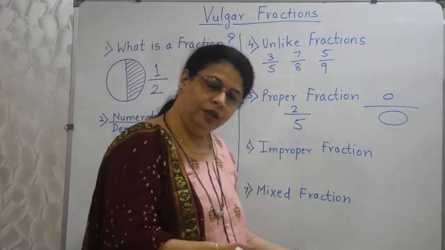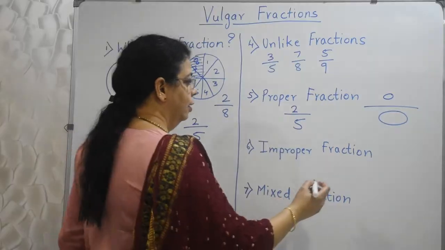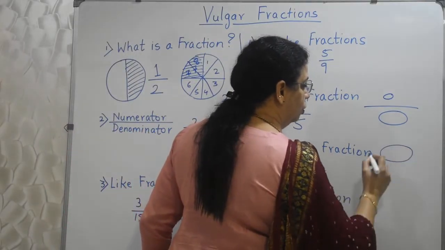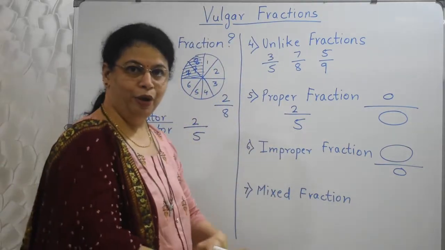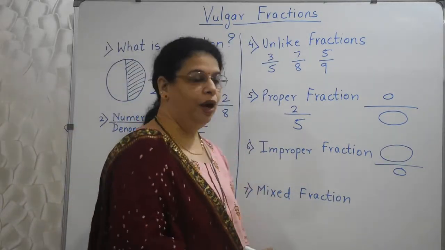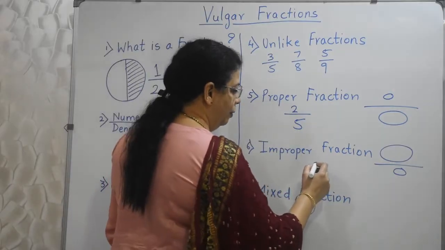Improper fraction, opposite. Okay, here it will look like this. Bigger number will be on top and smaller number will be down. Okay, one more example.